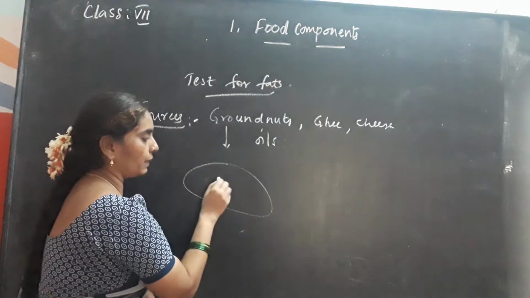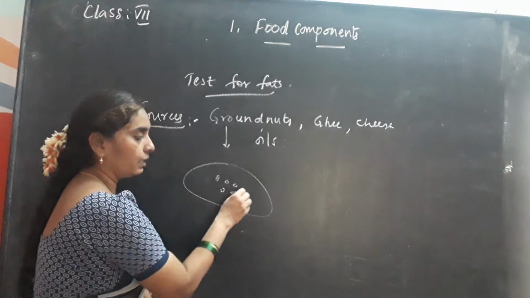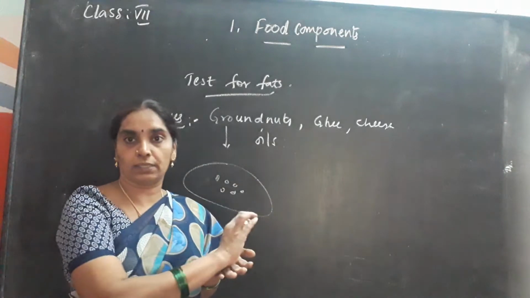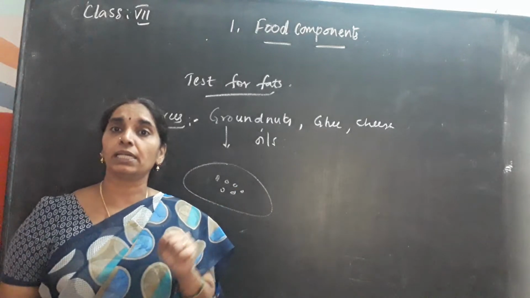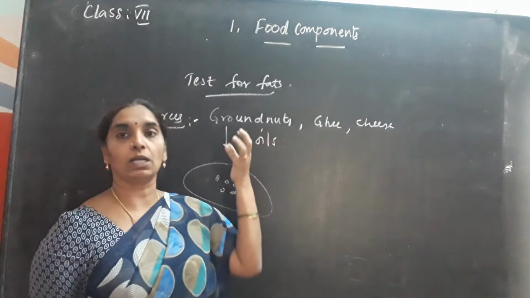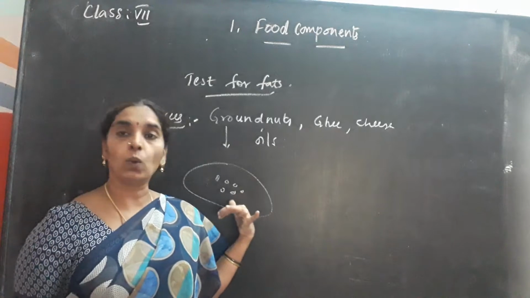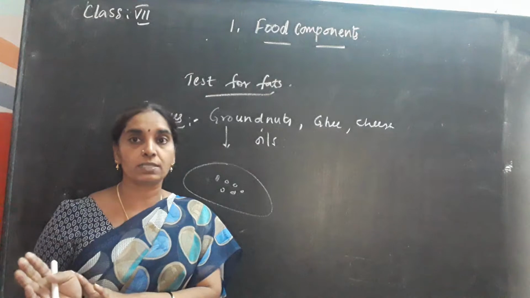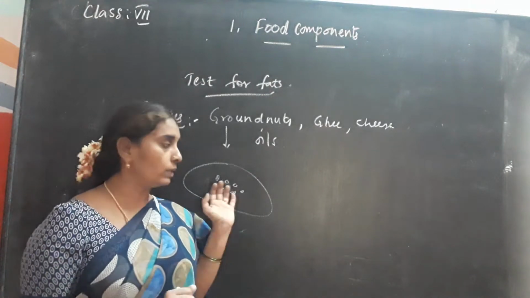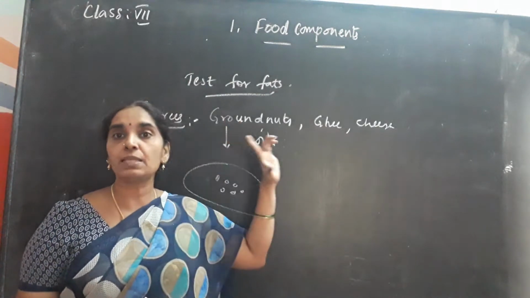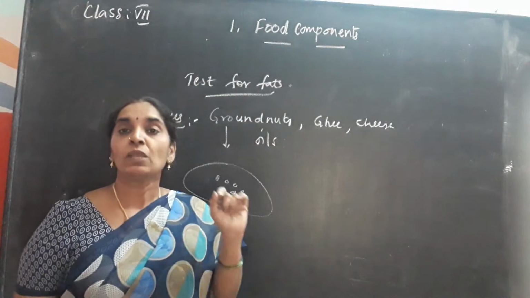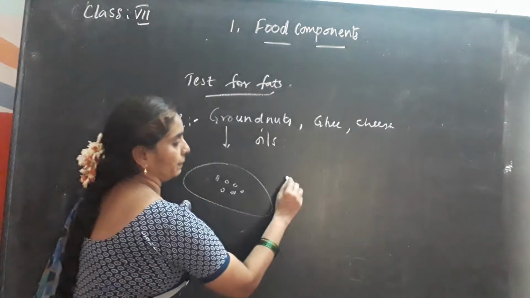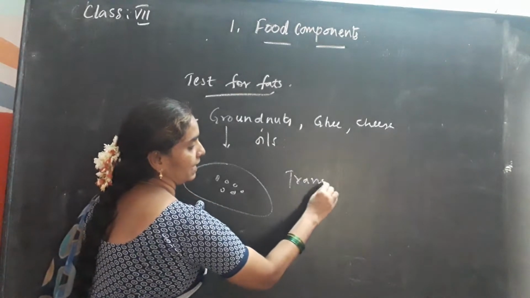On a sheet of paper, you take the groundnuts and you crush the paper along with the groundnuts over it. When you crush it, the oil content present in the groundnuts will be seen over the paper. How can it be seen? When you remove the groundnuts after peeling, you place the paper against a light source. You can observe that the paper has turned transparent.